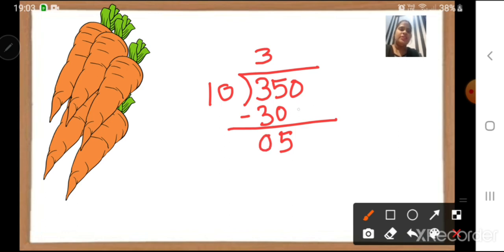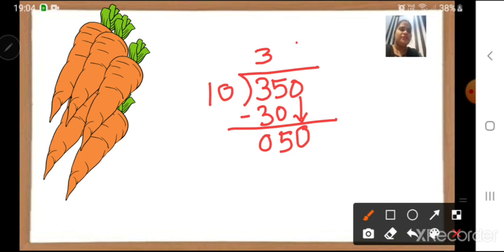Okay. Then children, the next number from the dividend will come down, which is 0. If it is 0, then don't forget, we have to bring it down. Now here we have 50. Okay. 50 divided by 10. So in 10's table, do we have 50? Yes, we have 50. Correct. What's a 10? 5s are 50.